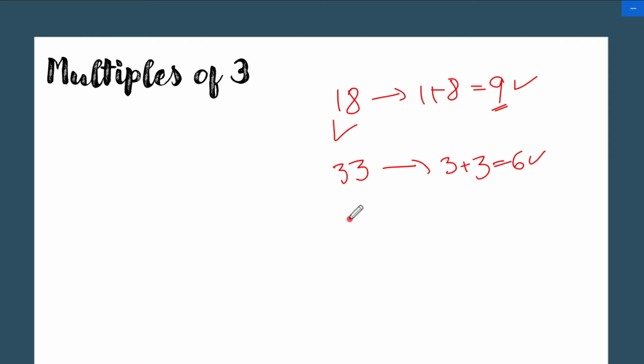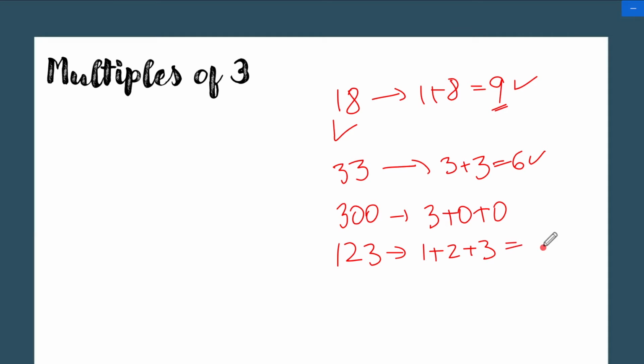Okay, and any other number? 300, you said. Oh, yeah, of course. That's 3 plus 0 plus 0. Or 123. Here, 123. 1 plus 2 plus 3 gives me 6, and 6 divides by 3, so the answer is positive.